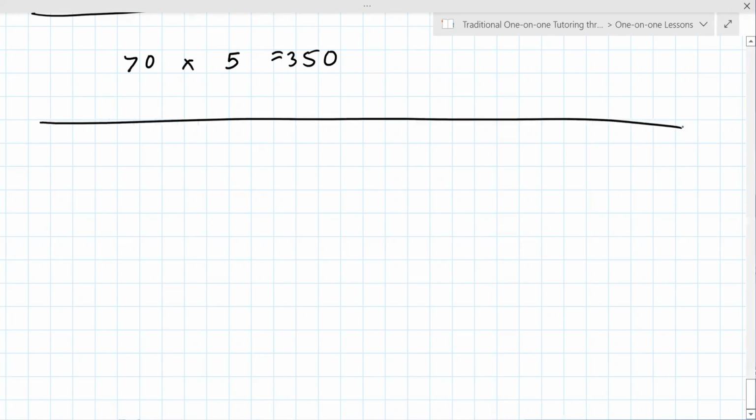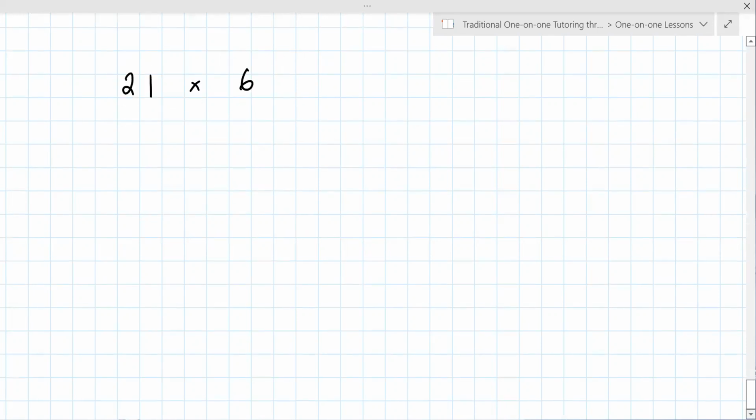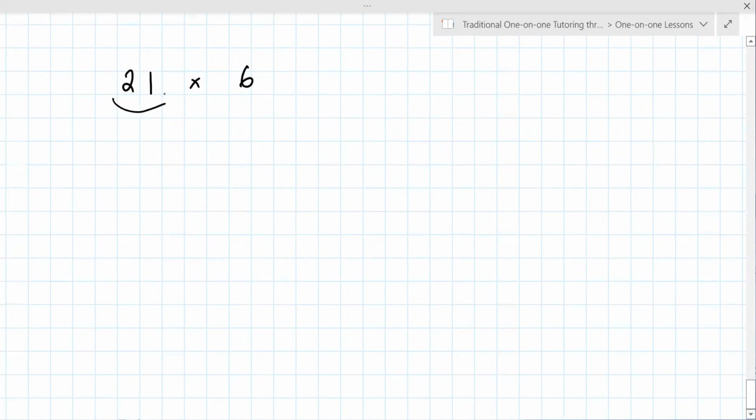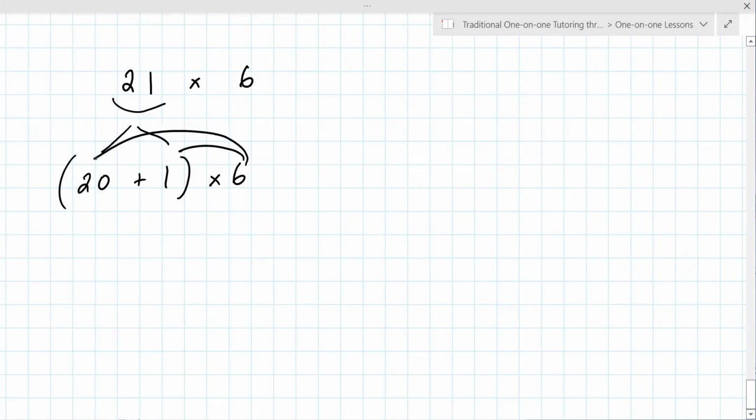Okay, so let's get back to the problems we were trying to do. So let's look at something like 21 times 6. To do a problem like this, Michael, you take the 21 and you break it apart. You go 20 plus 1. Do you see that? Yeah. Okay. And then you multiply each of these by the number on the outside.